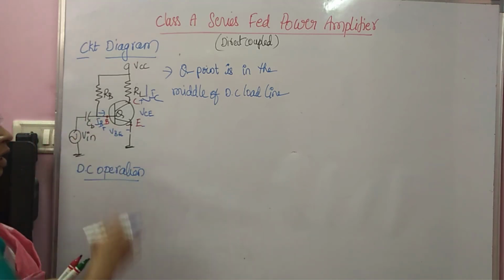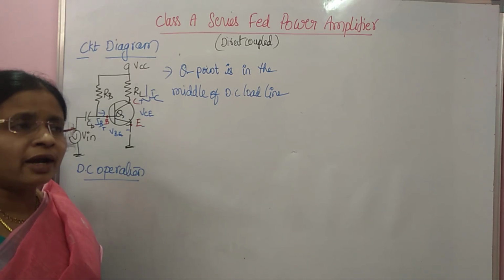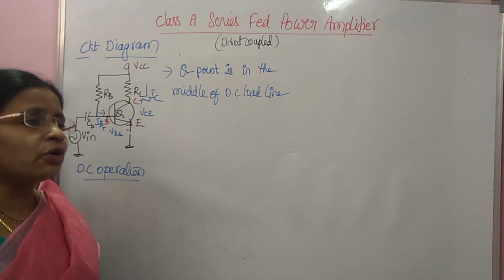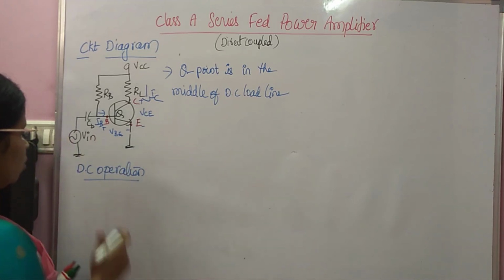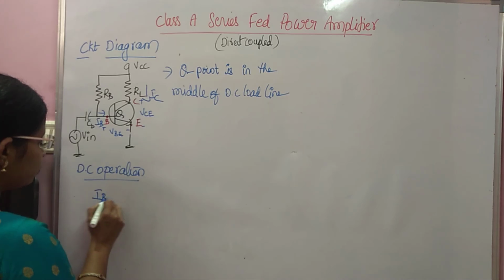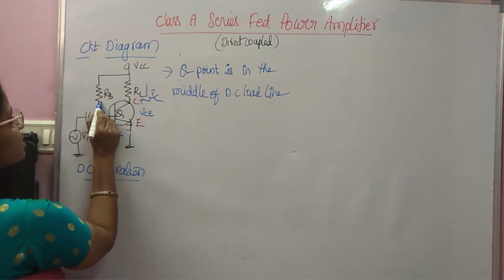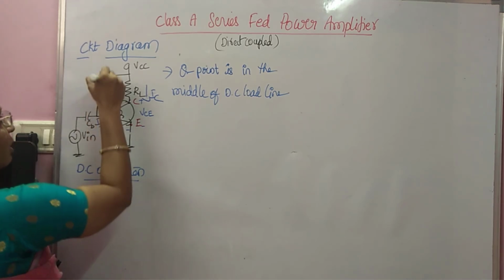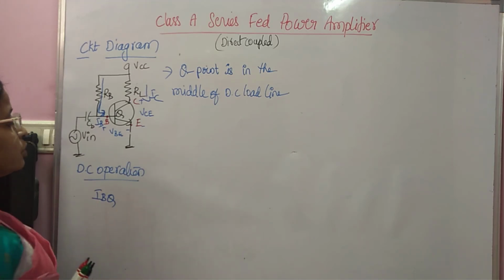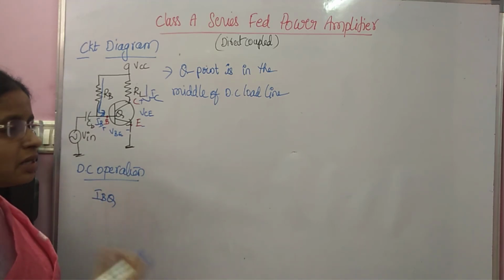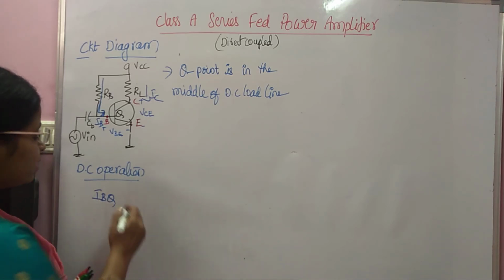As I explained in the load line concept, to get the Q point, first you have to find the value of IBQ. In the same way here also, you have to find the value of IBQ. Where is your IB? See, this is the IB, and it is flowing like this. How to write IBQ? Because it is the DC operation, you must write directly IBQ. What is IBQ?